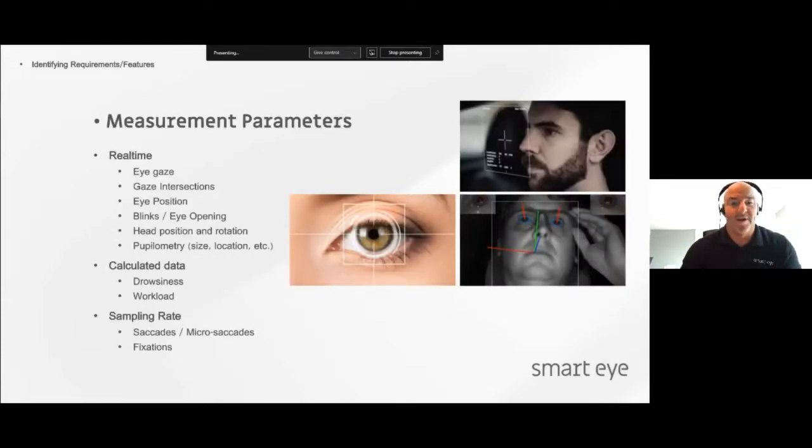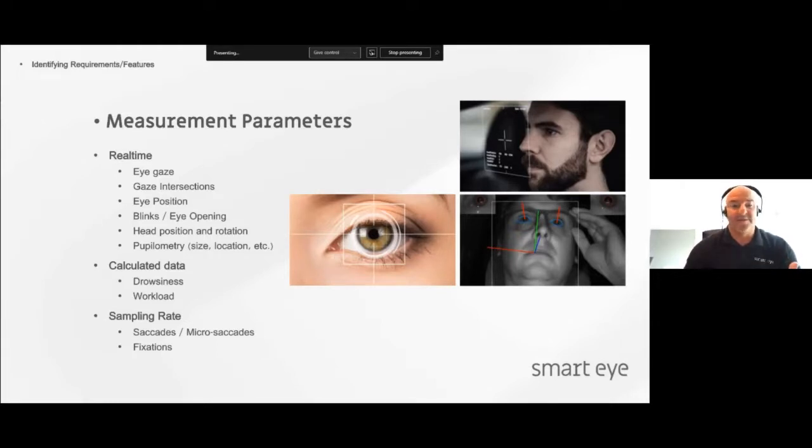When looking at measurement parameters, it is important to consider what data is relevant to your research objectives. Nearly all eye tracking systems will provide eye gaze vectors. Some eye trackers leave it up to the researcher to calculate where the gaze is intersecting the environment. However, a few systems can provide not only gaze vectors, but also gaze intersections with real-world objects. This can be extremely advantageous, as you will see later in the presentation.